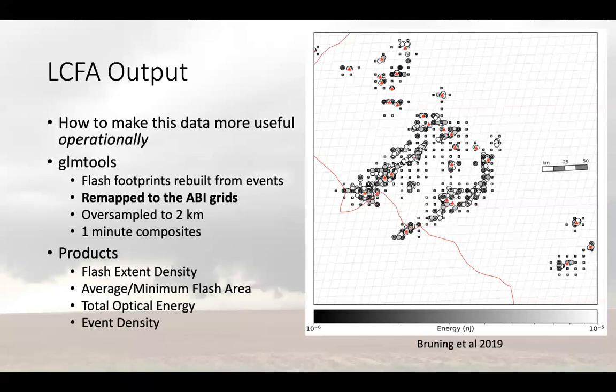So some products that you can get from the GLM, this is some of them, the key ones, but not all of them. There's flash extent density, or FED, which is a count of the number of flashes that are propagated through a single pixel over that 1 minute. So if you had 10 flashes that propagated through that individual 2-kilometer pixel over that minute, you would have an FED of 10 flashes. You then have the average or the minimum flash area. Those are both available. And that calculates the area of all the flashes that propagate through that pixel, and then it takes the average or the minimum value. There's the total optical energy, and that's taking the optical brightnesses that were observed from each flash and then accumulating those over 1 minute, or the event density, which is just an accumulation of all the events then over that 1 minute.